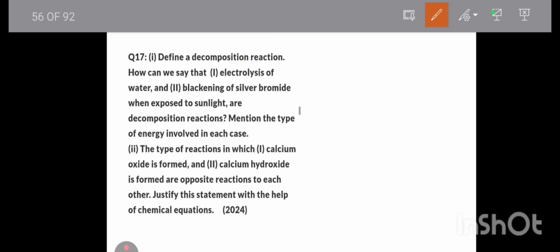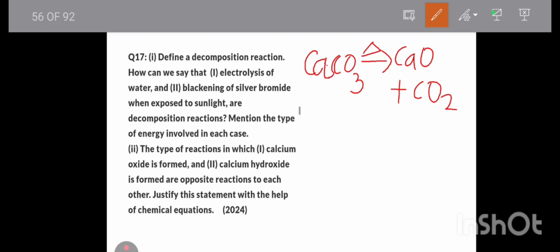The type of reaction in which calcium oxide is formed, and calcium hydroxide is formed. So how is calcium oxide formed? We are taking calcium carbonate, CaCO3. We are heating this calcium carbonate. At that time it will undergo decomposition and produce calcium oxide and carbon dioxide gas.